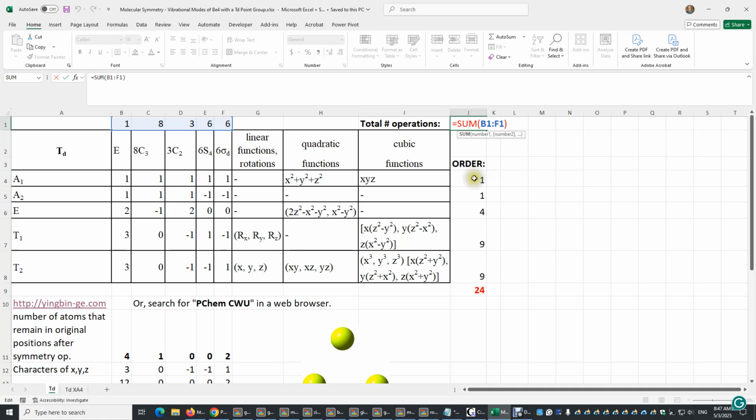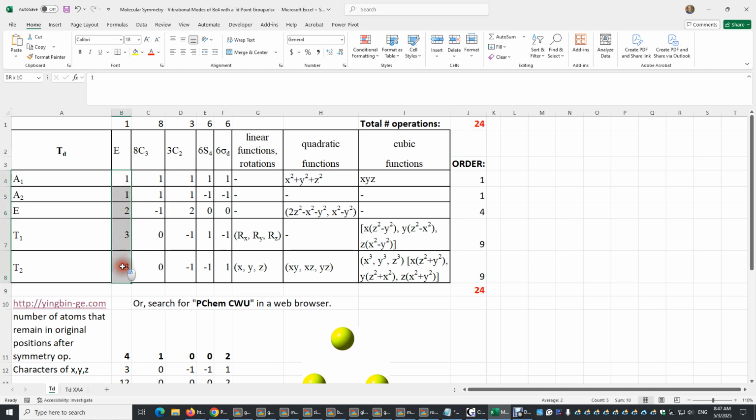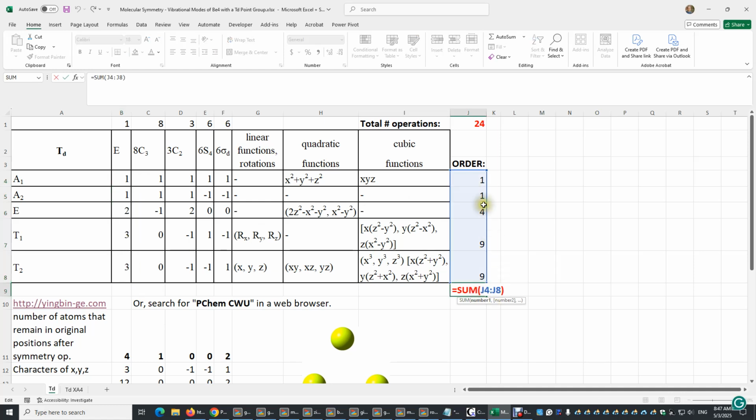And also we can determine the order of this character table, or the tetrahedral point group, by taking the squares of these 5 numbers under the identity operation. After we square these 5 numbers, we get 1, 1, 4, 9, 9, and we sum up these 5 numbers, we also get 24. So the order of the tetrahedral point group is 24.